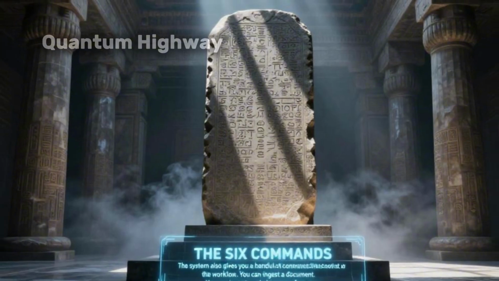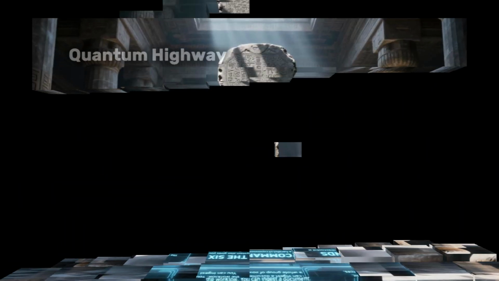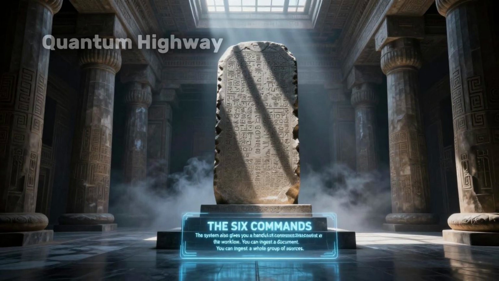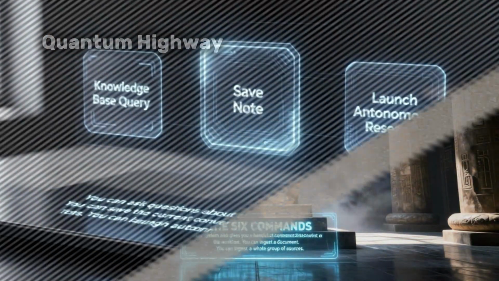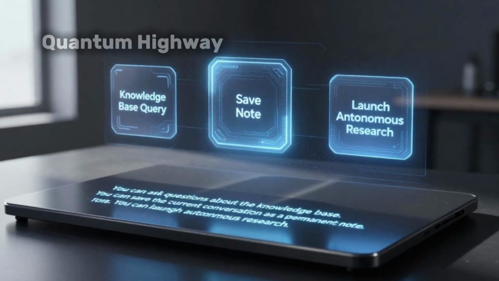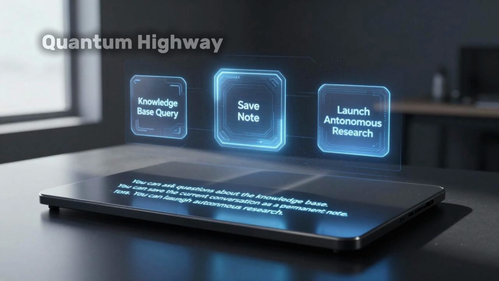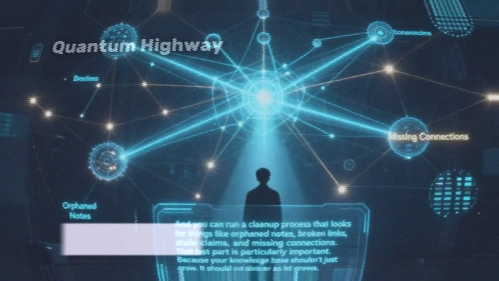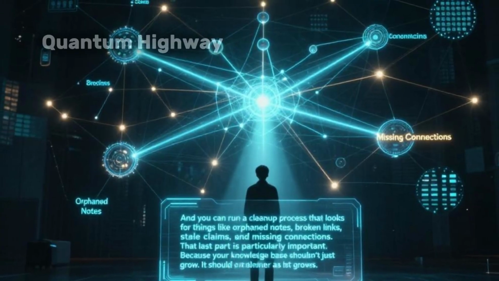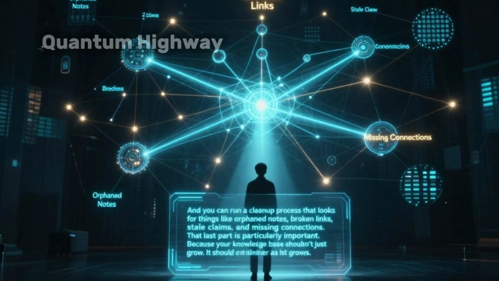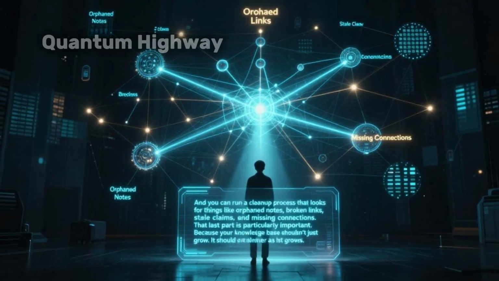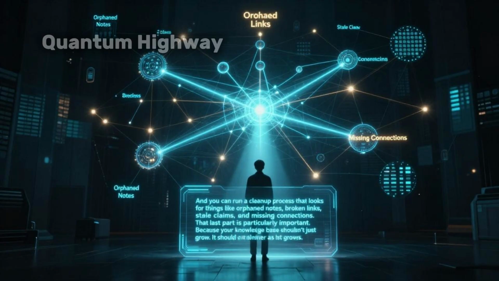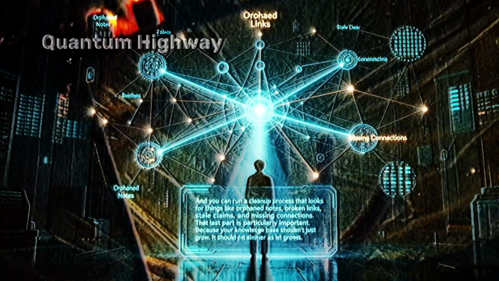The 6 commands. The system also gives you a handful of commands that cover most of the workflow. You can ingest a document. You can ingest a whole group of sources. You can ask questions about the knowledge base. You can save the current conversation as a permanent note. You can launch autonomous research. And you can run a cleanup process that looks for things like orphan notes, broken links, stale claims, and missing connections. That last part is particularly important because your knowledge base shouldn't just grow. It should get cleaner as it grows.